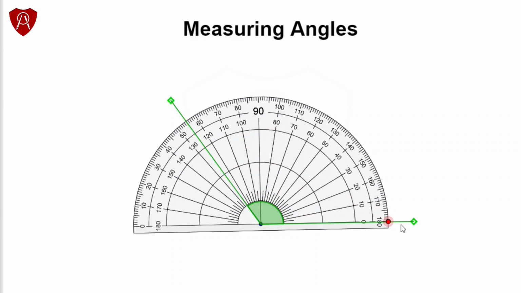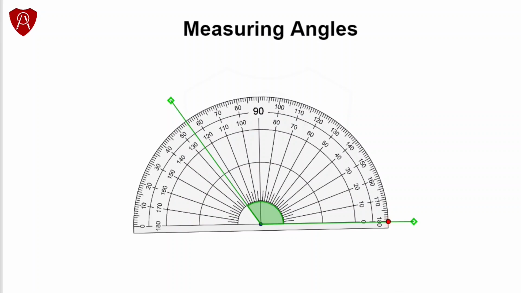Now we are ready to take our measurement. We always have to read the scale that starts from 0. So this time we shall read the inner scale, and it leads us to 100 degrees and some degrees on top. 1, 2, 3, 4, 5 degrees. So this angle is actually 125 degrees.